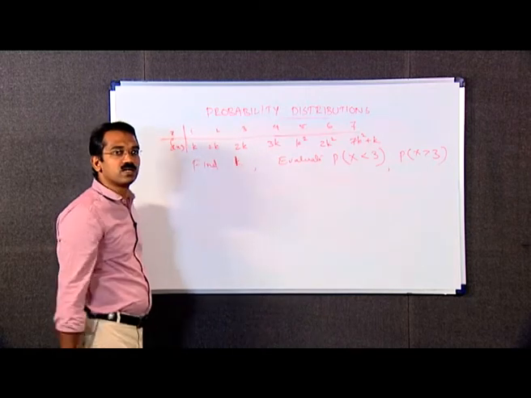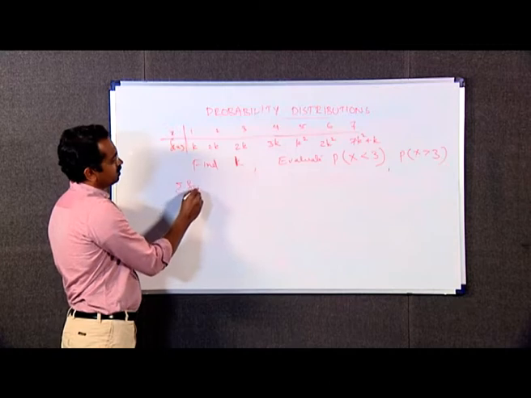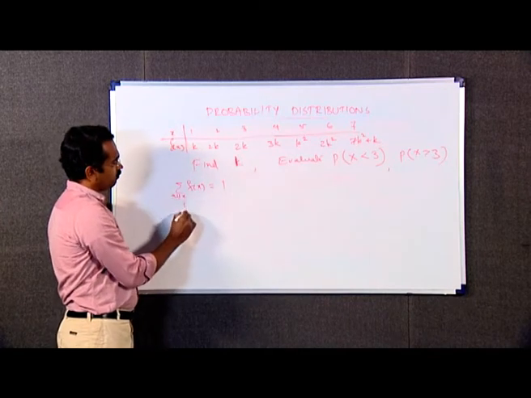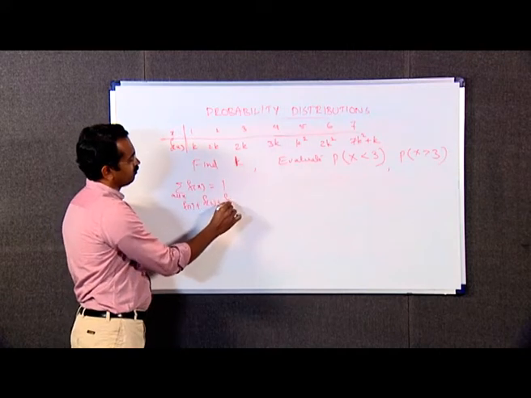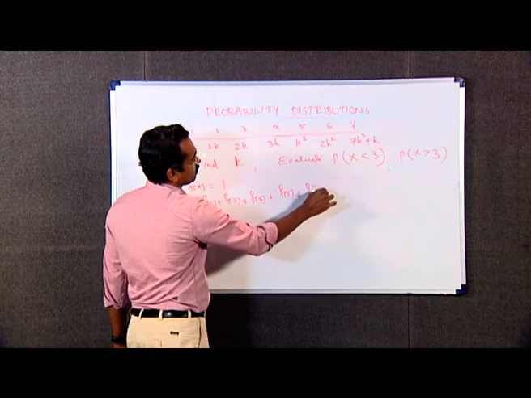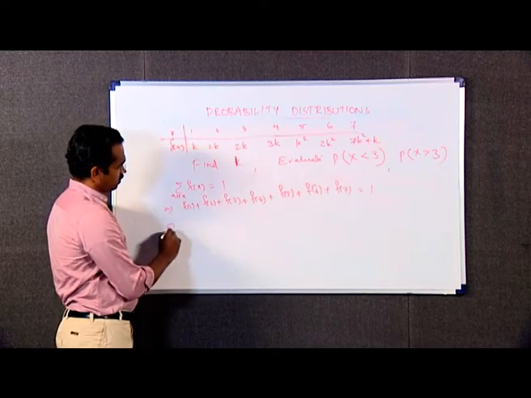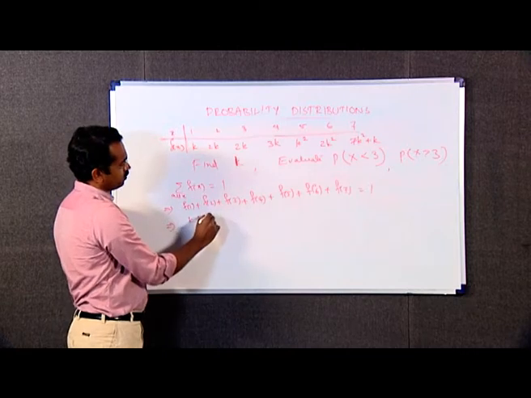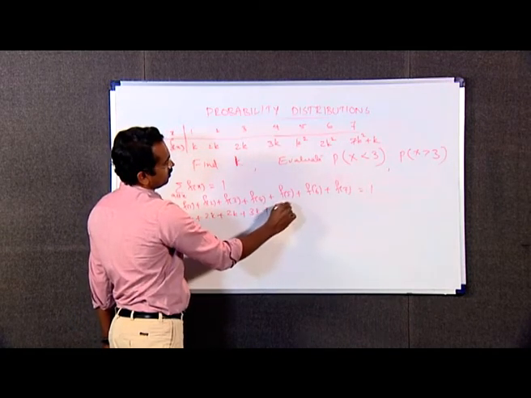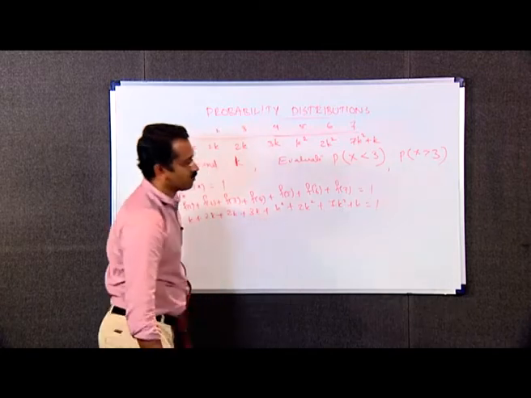Since the given function is a probability mass function, we have summation f of x is equal to 1 over all x, that is f of 1 plus f of 2 plus f of 3 plus f of 4 plus f of 5 plus f of 6 plus f of 7 is equal to 1, which implies f of 1 is k plus f of 2 is 2k, f of 3 is 2k, f of 4 is 3k, f of 5 is k square, f of 6 is 2k square and f of 7 is 7k square plus k, which is equal to 1.